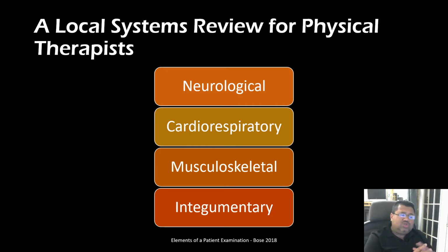Now, whether we choose to do a comprehensive examination of all the systems, or we do a local examination of one or two of these systems, each systematic examination within each system undergoes a few clinical steps which require physical skills. These clinical steps, there are four of them, are discussed in the next section.